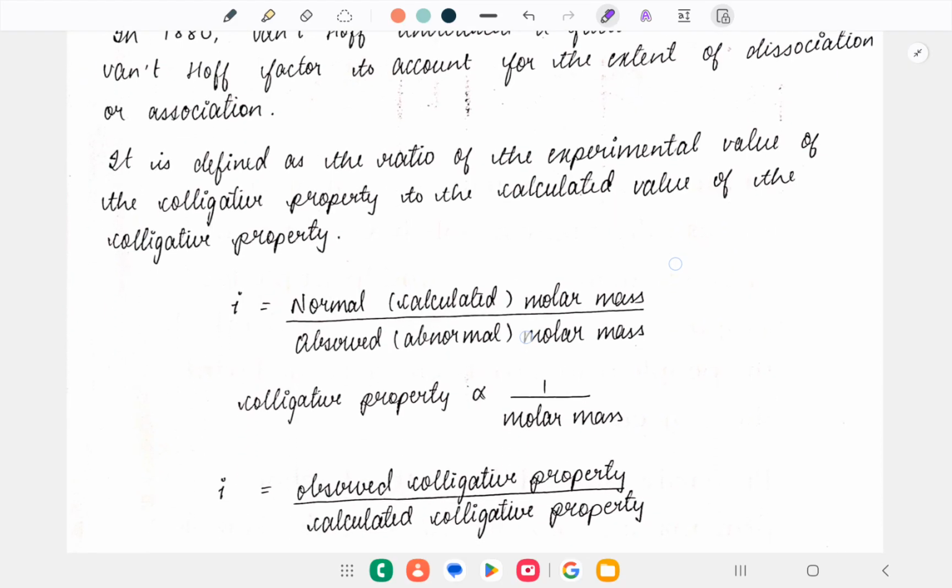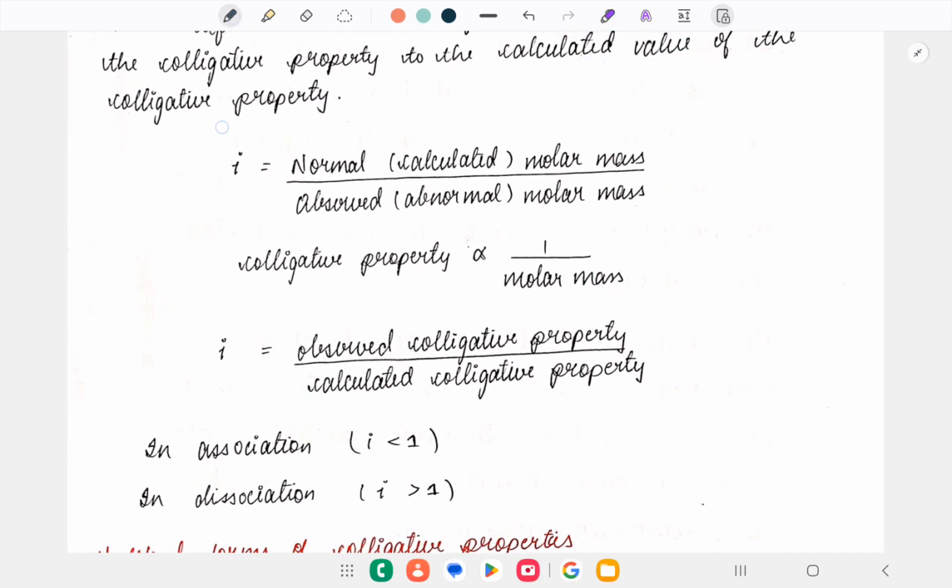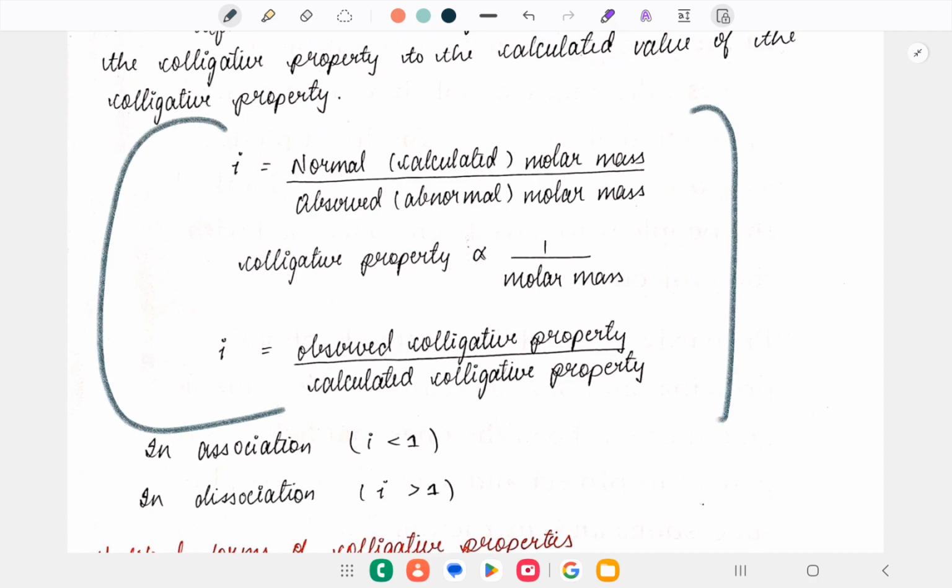So it is defined as the ratio of the experimental value of the colligative properties to the calculated value of the colligative properties. So these are the following formulas, and this is a very important equation because the colligative properties are inversely proportional to the molar mass.